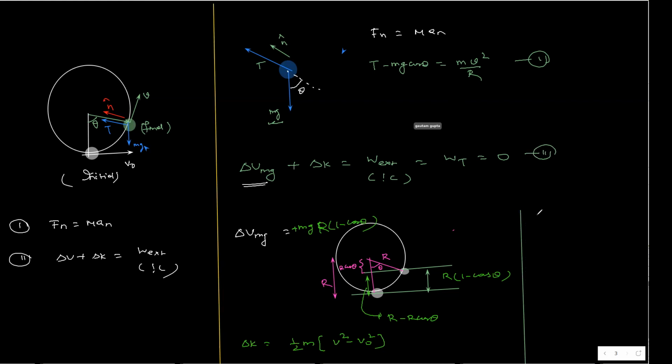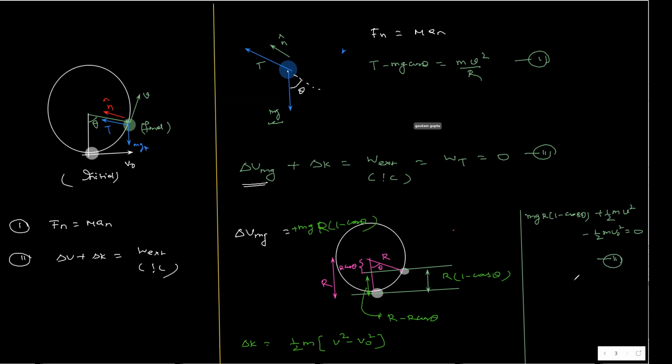So delta U is mg into r into 1 minus cos theta, plus delta K, which is half m v squared minus half m v naught squared, equal to 0. Right? So this is my equation 2. Now you have to manipulate equation 1 and equation 2.